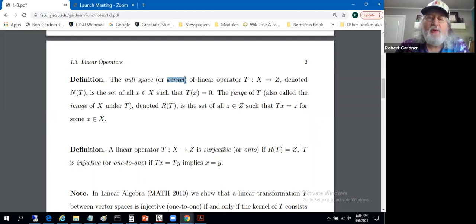Continuing the definition, the range of T, also called the image of X under T, I'll probably stick with the term range, denoted R of T, is the set of all Z vectors in linear space capital Z, such that T of X equals that vector Z for some vector X in linear space X. A little comment about the notation. So we've written T maps X into Z, and that's a proper way to read that.